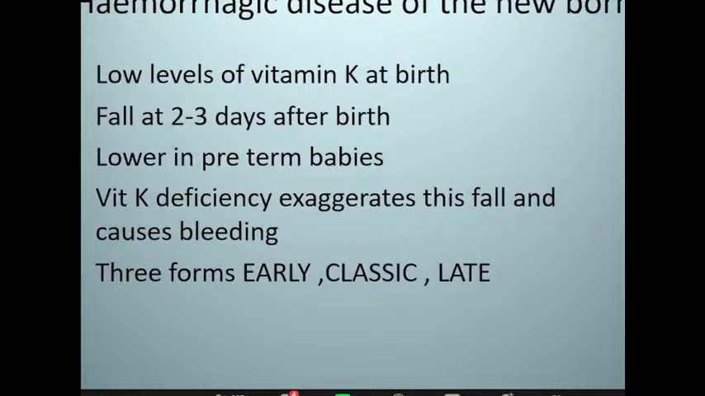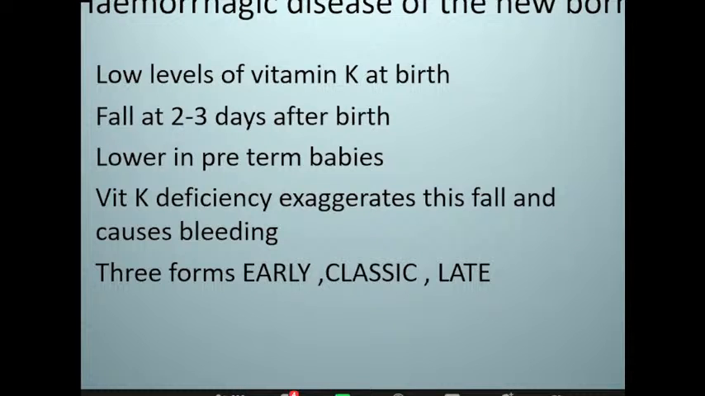So in hemorrhagic disease of the newborn, we know that the levels of vitamin K are low at birth. It's after birth that the gut gets colonized and the bacteria in the gut start synthesizing vitamin K, and then the levels get back to normal. They usually fall at 2 to 3 days after birth, and it's more pronounced in preterm babies.